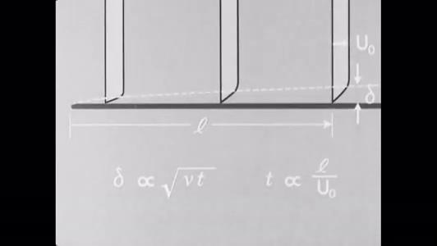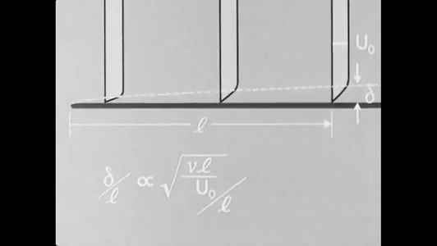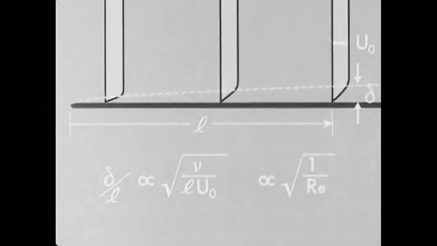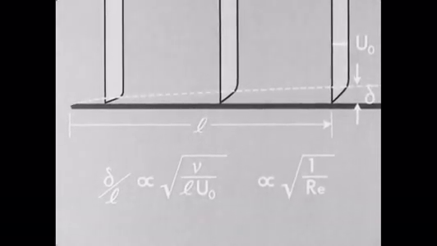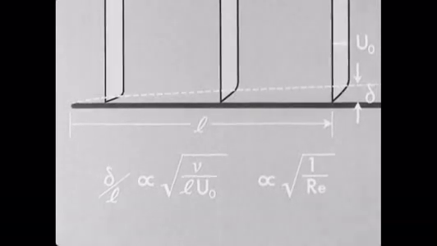We combine these, so delta over L is proportional to 1 over the square root of the Reynolds number. This relationship is valid only at high Reynolds numbers when delta is small compared to L. Increasing the flow velocity will decrease the boundary layer thickness at any given station along the plate.